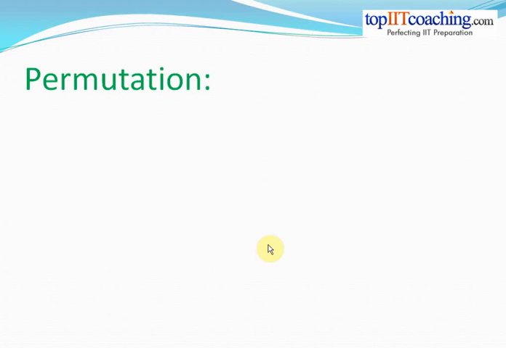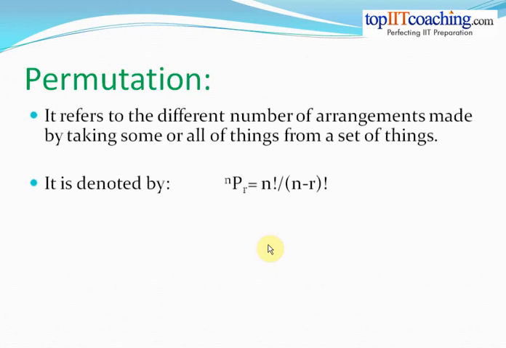After studying the multiplication and addition principle of counting, it's time for us to understand the concept of permutation. Permutation refers to the different number of arrangements made by taking some or all of the things from a set of things. It means that we are going to consider the number of arrangements here, and it represents the total number of arrangements when we take some or all of the things from a set of things. It is denoted by nPr, and this is equal to n factorial divided by (n minus r) factorial.